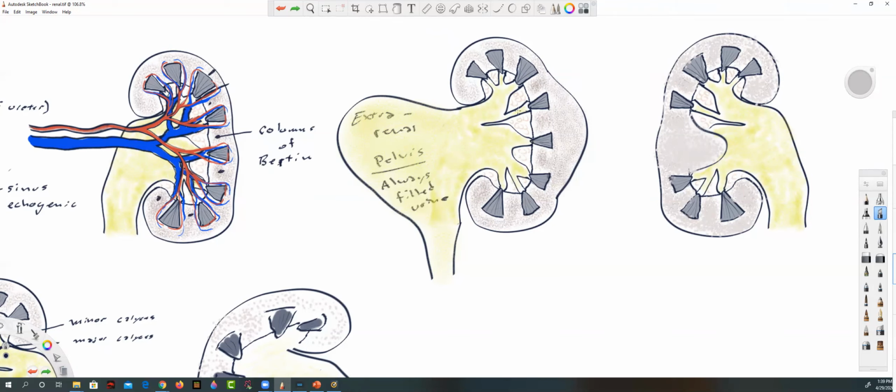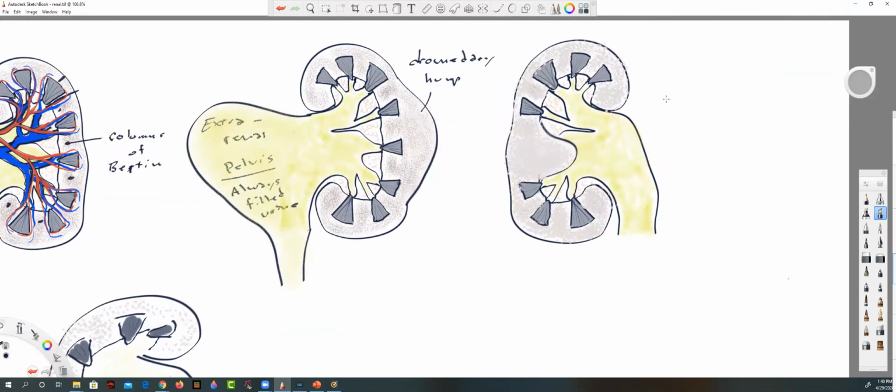This person also has a dromedary hump. A dromedary hump is what camels have. They say it looks kind of like a camel's hump, and so they call it a dromedary hump. My lovely kidney hump. All right.